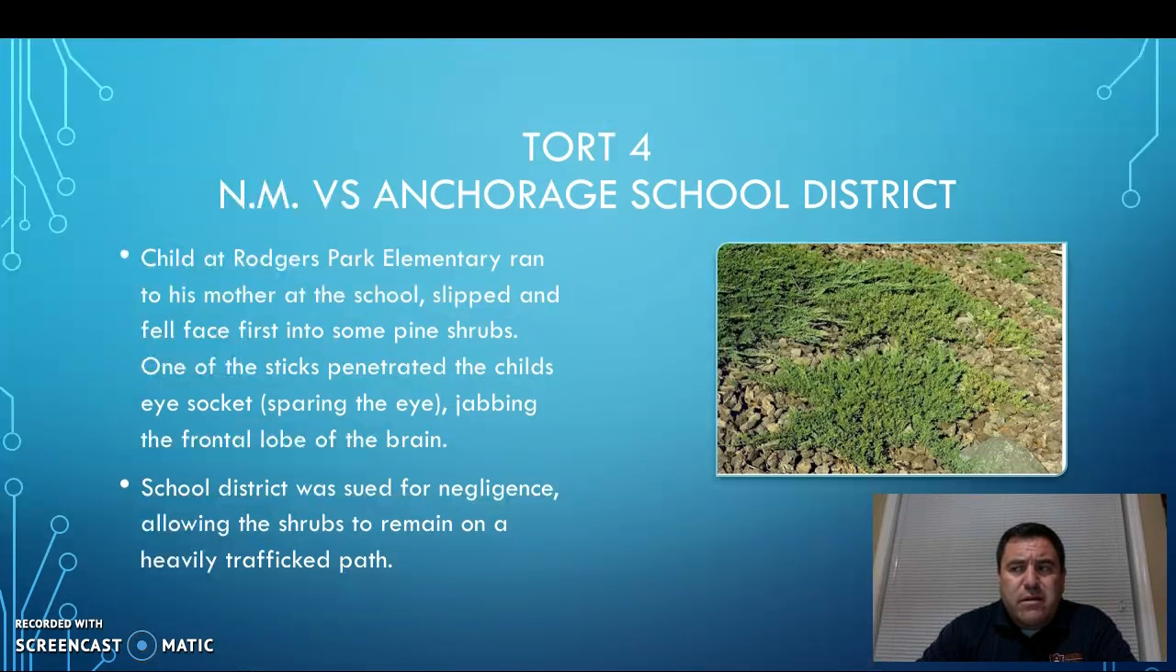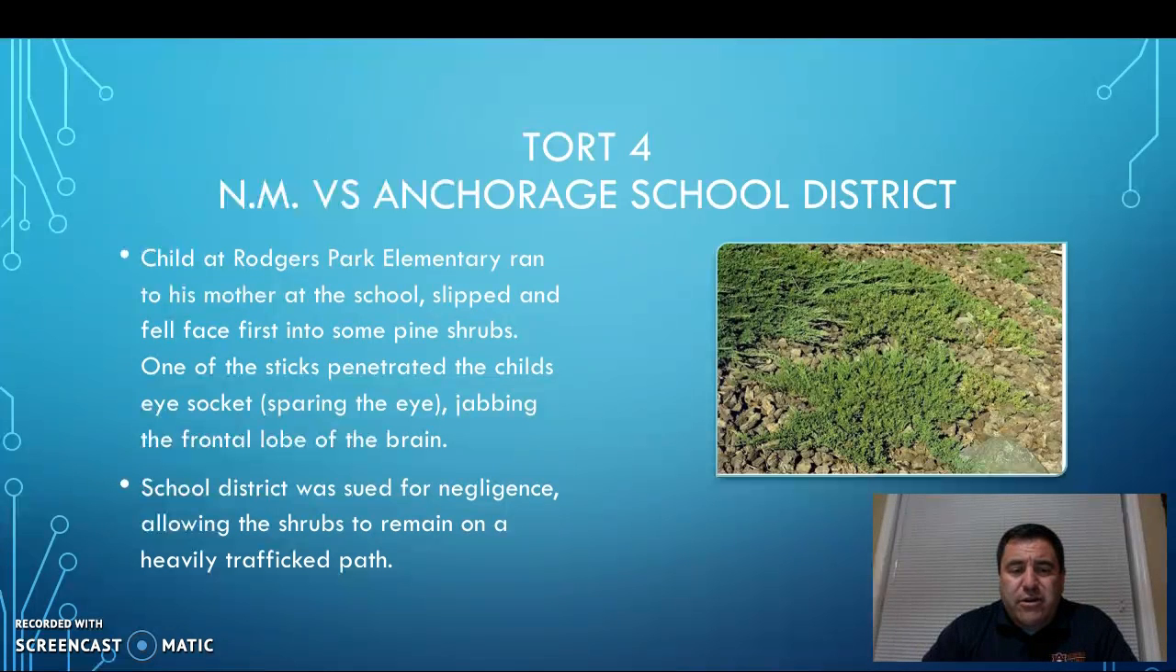So it's an elementary school child and his family versus the Anchorage School District. This child was at Rogers Park Elementary, on campus at the school, running to his mother. He had some things to give to his mom. He slipped and fell into some pine shrubs. This happens every day. My daughter falls down every day. But what happened here was he fell face first. As you can see in the picture, it's probably not a big deal, but when you're 5 and you fall face first, it's pretty bad.